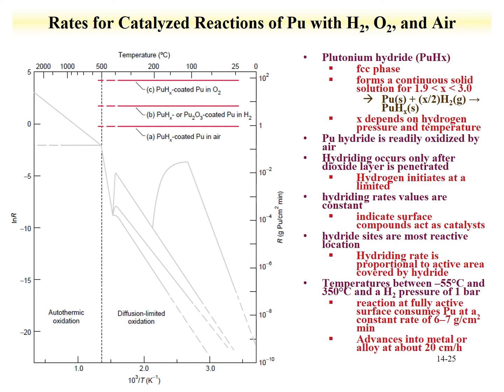And obviously, from these rates, we see that these are the most reactive locations. In fact, at temperatures between negative 55 Celsius and 350 Celsius and a hydrogen atmosphere of 1 bar, the reaction is fully active. It consumes plutonium at a constant rate between 6 and 7 grams per centimeter squared per minute. And this means that if you had an alloy of plutonium metal or plutonium alloy, the rate of this oxidation would be about 20 centimeters an hour.